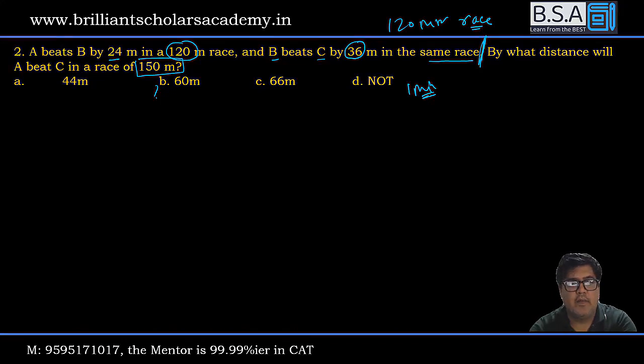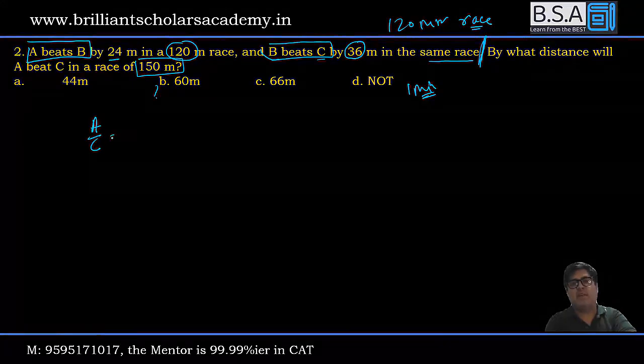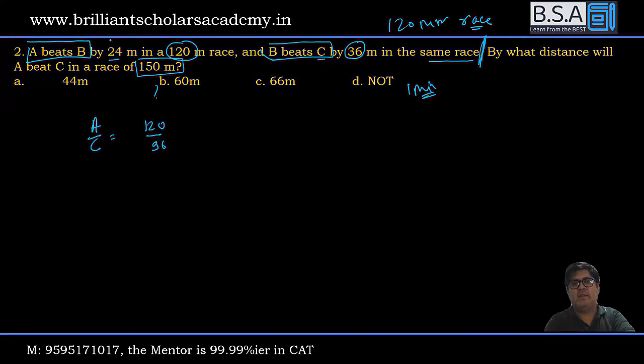Comment your answers. So let us focus on the race itself. And you don't have to write A, B, C, D every time. We know the first comparison is between A, B. Second, is between B, C. And I'm going to multiply. So directly A upon C is equal to 120 upon 96. Done.